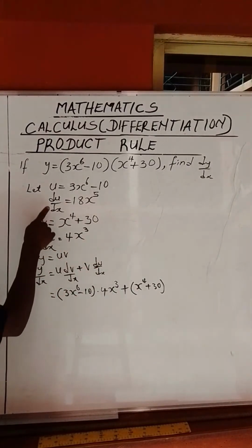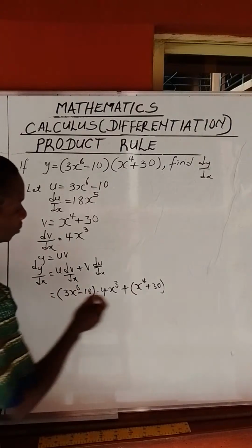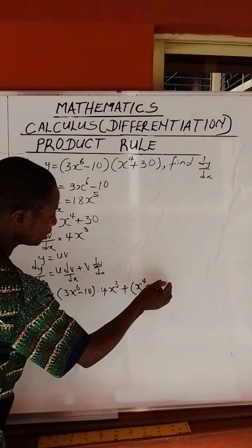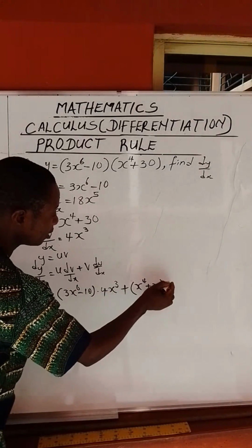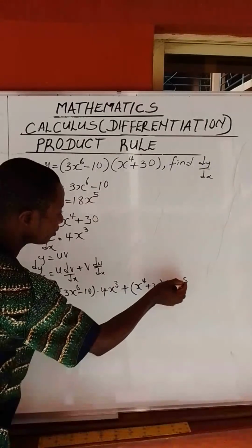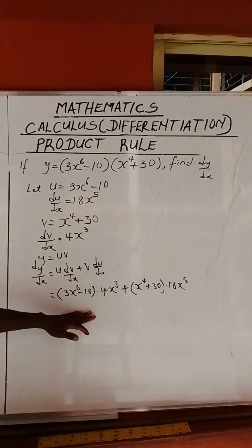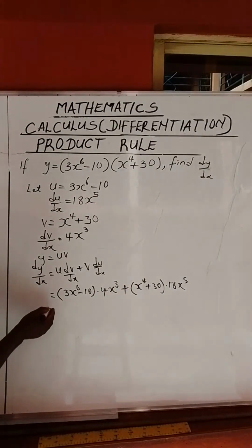So let's go find du/dx. Now this is du/dx. du/dx is 18x raised to 5. So we put a dot here, 18x raised to 5. So this is what we have for the substitution. We have substituted.